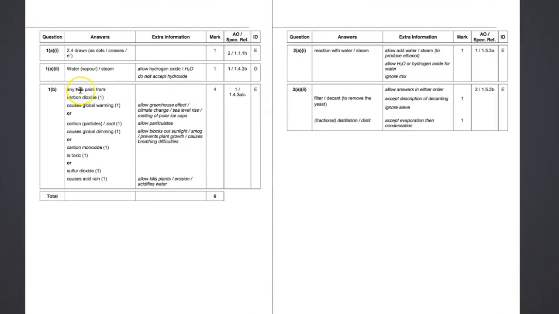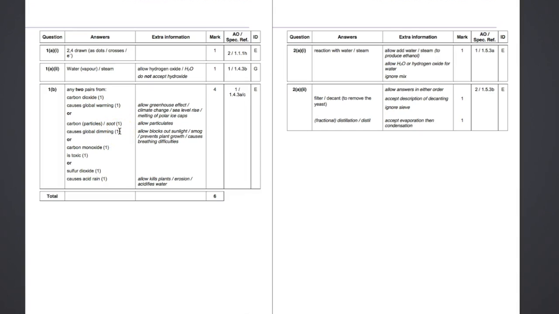So we've got any 2 pairs from carbon dioxide. There we go, that's our first mark. Causes global warming, 2 marks, straight off. Also, you could have greenhouse effect, climate change. You can actually see from this column, there's loads of answers they'd allow. So you have quite a lot of leeway in exactly what you say. But there's not any leeway for the products, so make sure we get those right. Another example could be carbon particles or soot causes global dimming.